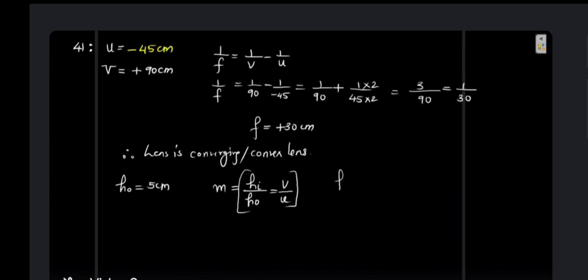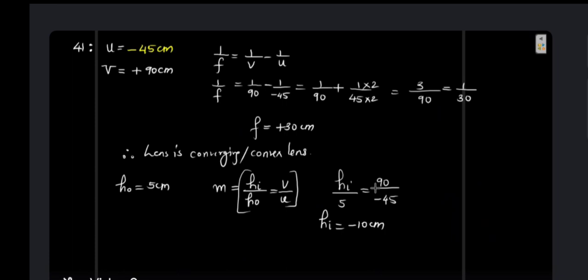So size of image is going to be equal to, substitute in this formula first, upon 5 centimeter is equal to V is given to us as 90 and U is given to us as minus 45. Make sure you substitute with the sign convention. So from here, the height of image, you take this 5 on the other side, you'll get it as minus 10 centimeter. That means this is going to be an inverted image.